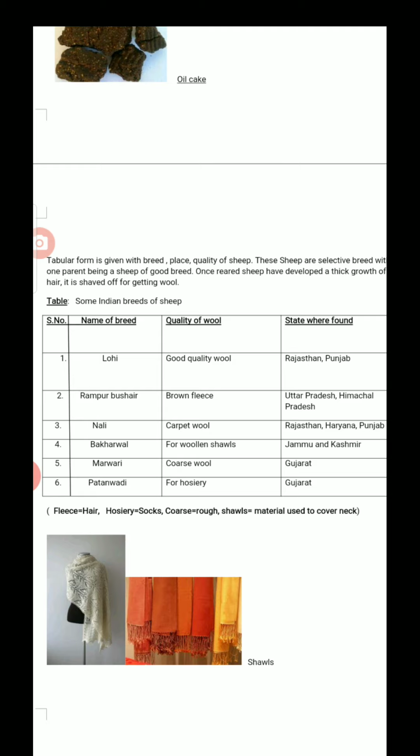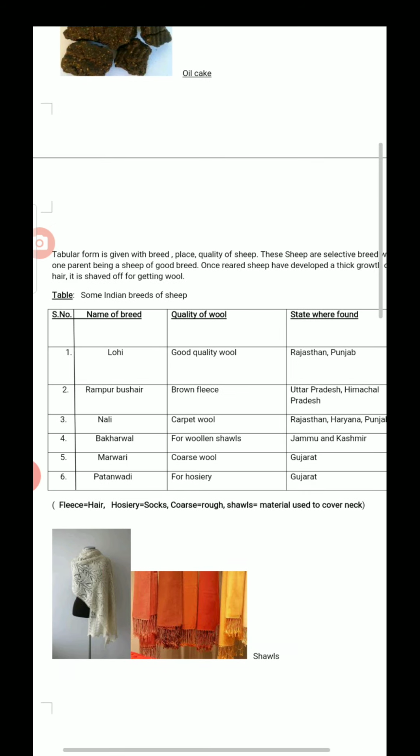Rampur Bushehr, brown fleece. Fleece means hair, which we find in UP and Himachal Pradesh. Naili is one type of breed. These are the names of the breeds of the sheep. Carpet wool. For carpets we use wool. That type of sheep can be found in Rajasthan, Haryana and Punjab.